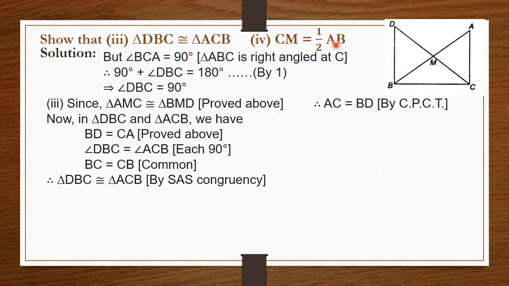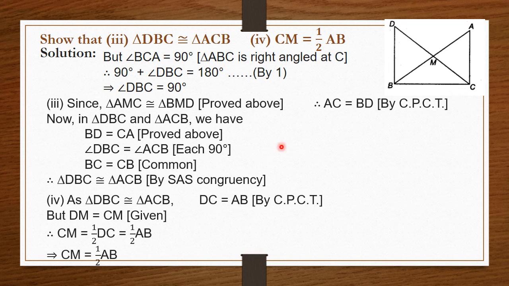Next we have to prove that CM is equal to half of AB. So CM is right over here and that is equal to half of AB. So we have to bring a relationship between these two lines. Since M is the midpoint of CD, we know CM is equal to half of CD. So let's write that. These two triangles are congruent, right? If they are congruent, we can say that DC is equal to AB, as these two triangles are congruent right here.